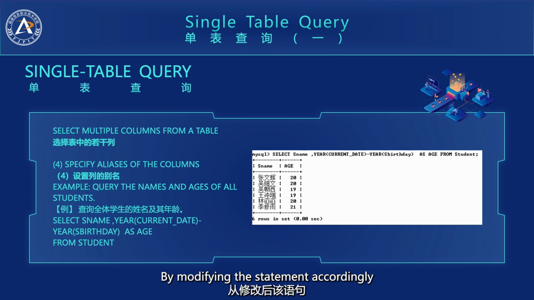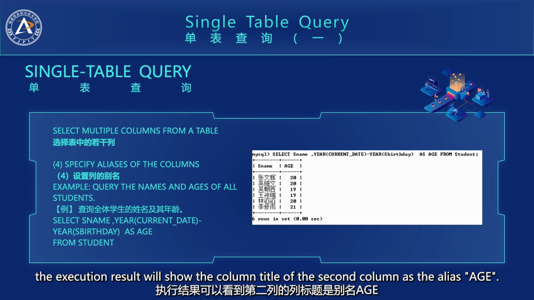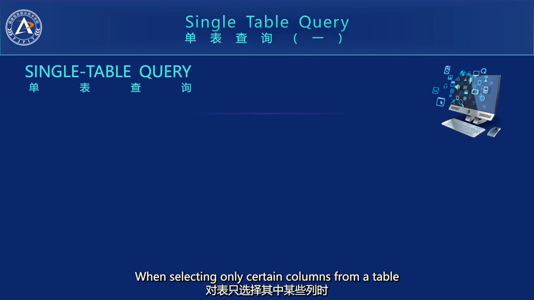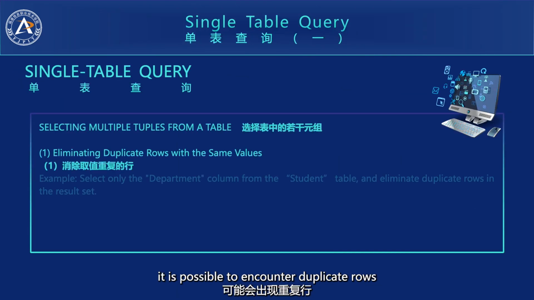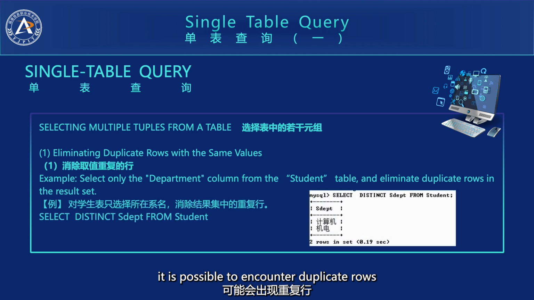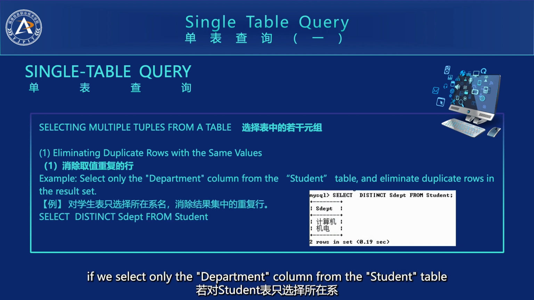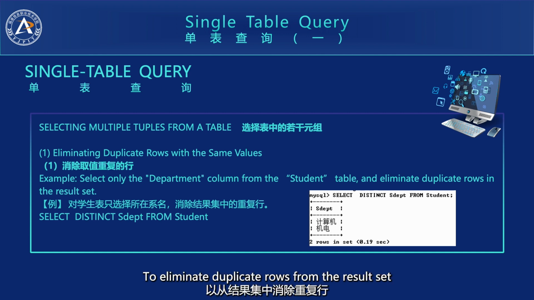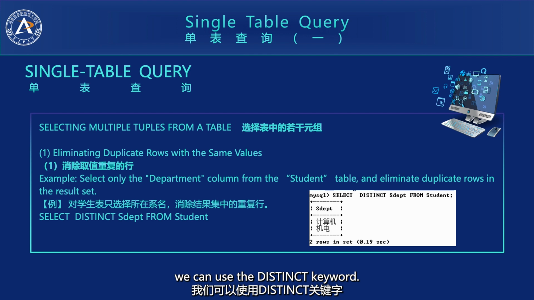By modifying the statement accordingly, the execution result will show the column title of the second column as the alias age. When selecting only certain columns from a table, it is possible to encounter duplicate rows. For example, if we select only the department column from the student table, there may be multiple rows with the same department. To eliminate duplicate rows from the result set, we can use the distinct keyword.